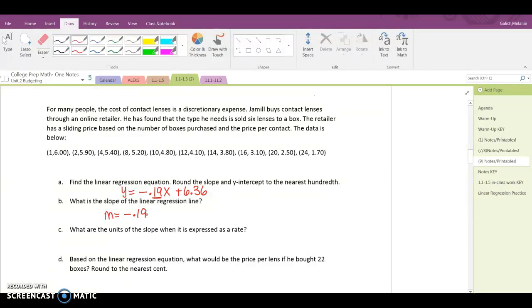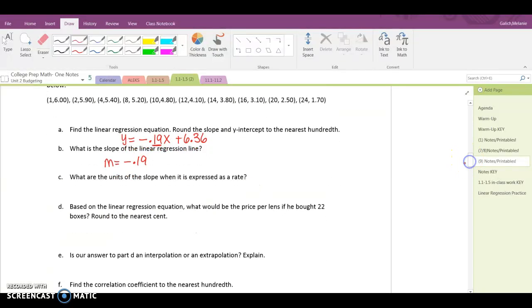What are the units of the slope when it is expressed as a rate? So now it's asking for the units. Remember, slope is always written as negative 0.19 over 1. It's always written as a fraction. To make an integer a fraction, put it over 1. So now it is always y over x. Our y value is our price, right? And our x value is our contact lens.